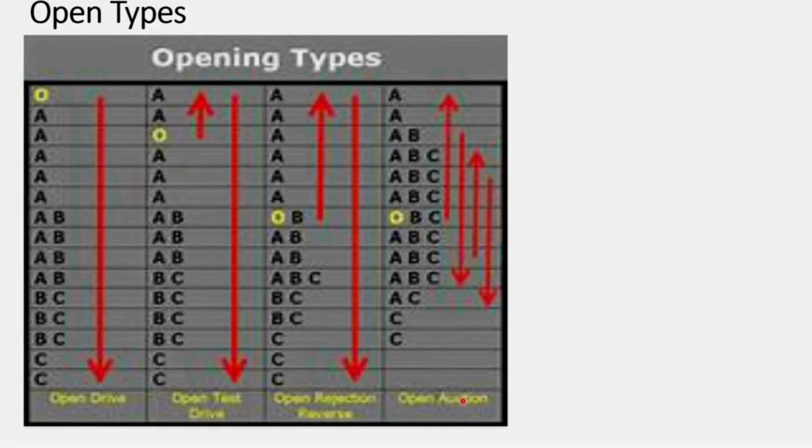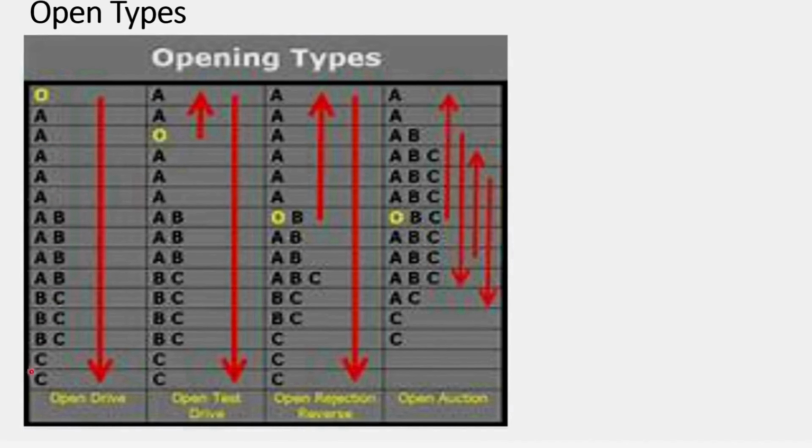Open drive occurs when the market opens and moves strongly in one direction without significant opposition, typically seen in trend days or double distribution days. This means the price keeps pushing in the same direction from the open to the close.